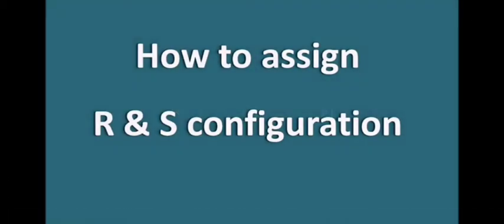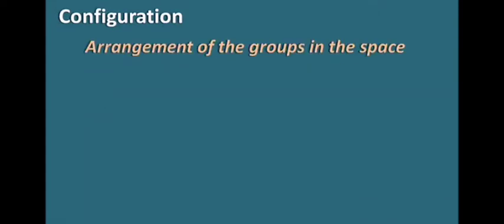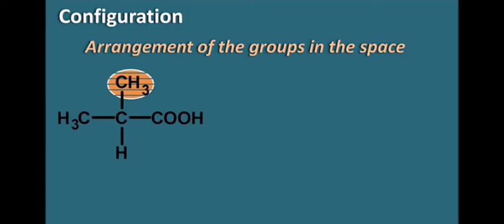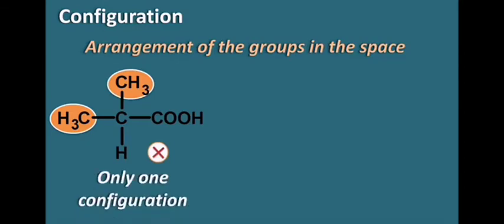How to assign R and S configuration. What is configuration? Configuration is the arrangement of the groups in space. Suppose let us take a structure like this, and here the central carbon is attached to one group CH3 and another group CH3. Since the two groups are similar, this carbon is not the stereoactive center. Therefore, this structure will have only one configuration in space.